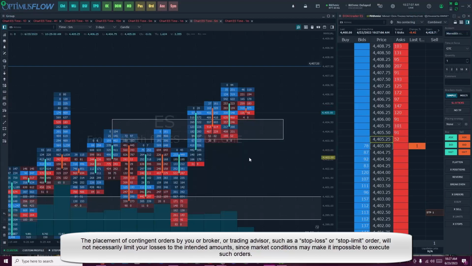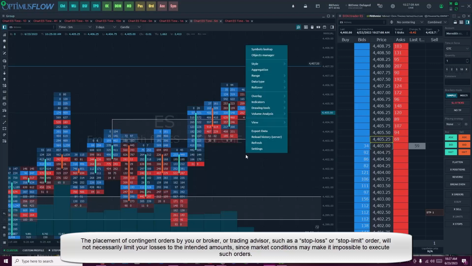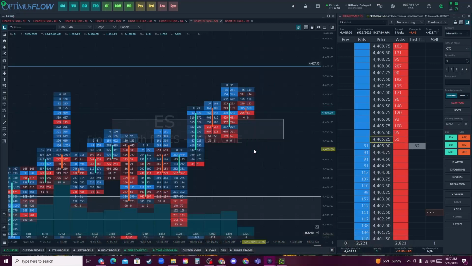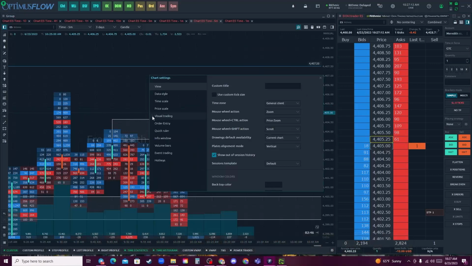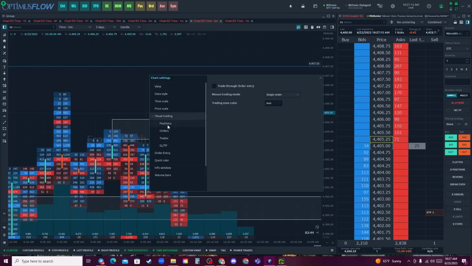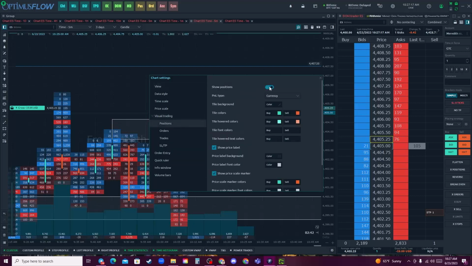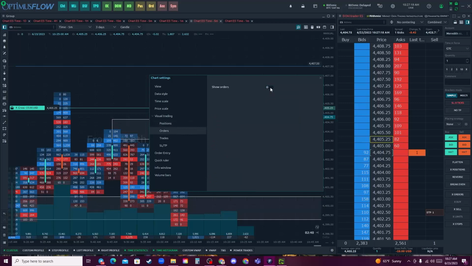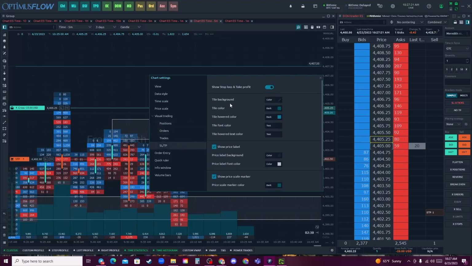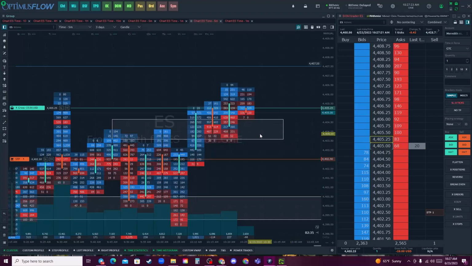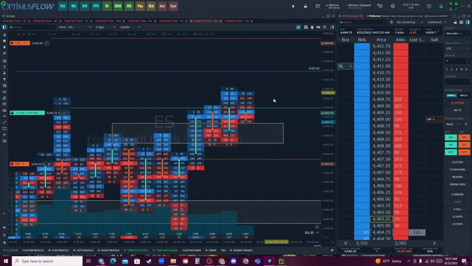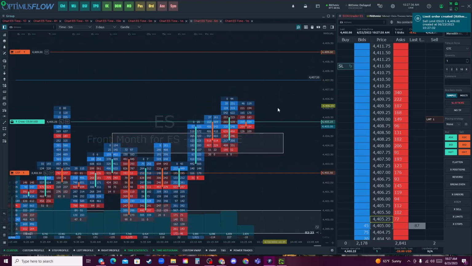So another tool that we have within Optimus Flow is to right click on the chart, click on settings. And if we go over here to visual trading, we can activate our positions, any orders that we have, and any stop losses. So now we can see visually on the chart where we got into the market, where our stop loss is, and place another order up here for a take profit. And we see that on the chart as well.